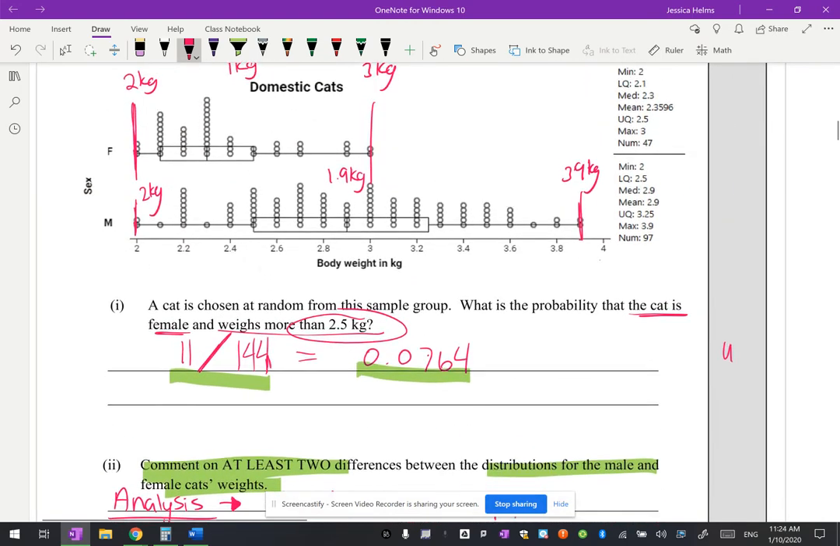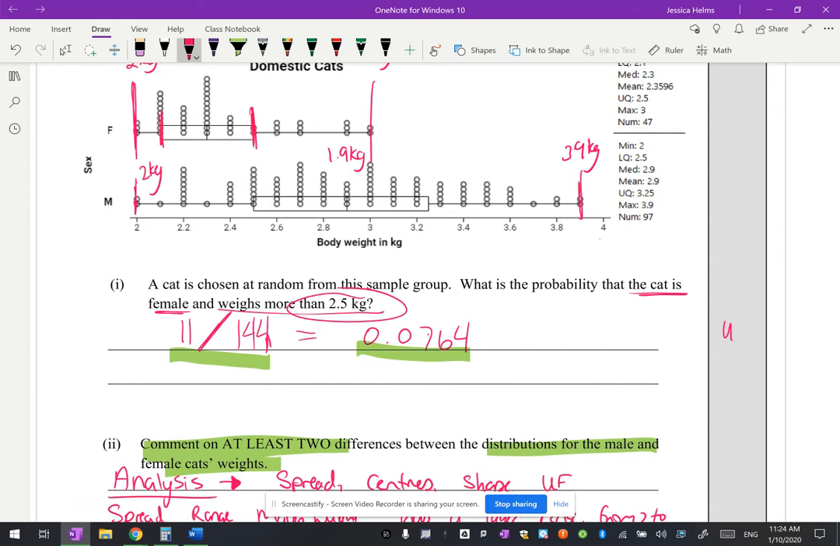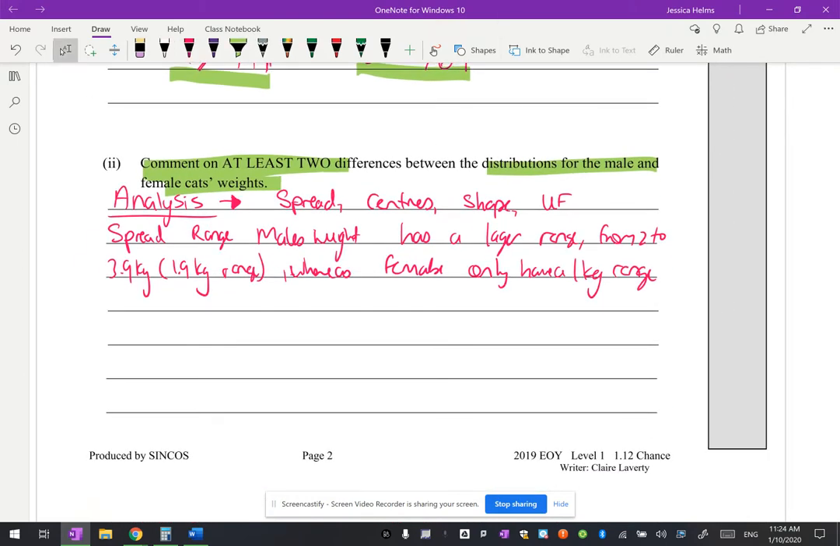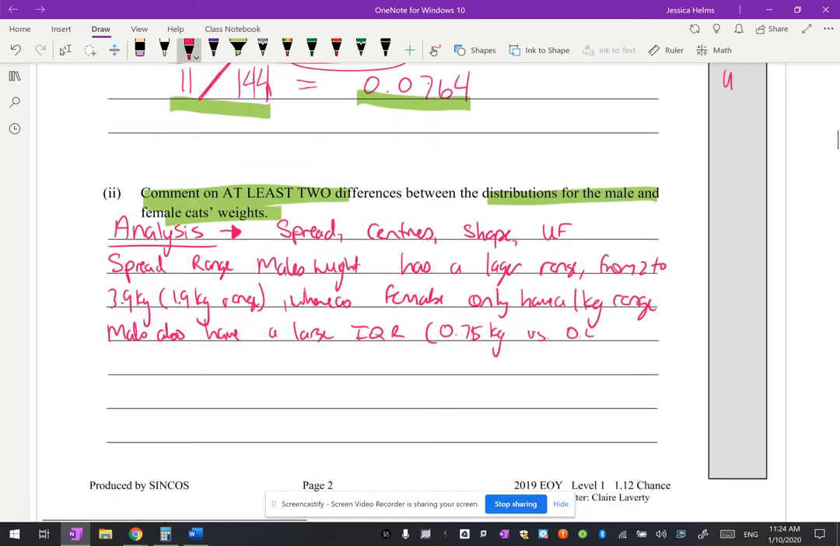Then it may pay to talk about your interquartile range as well. Your interquartile range is pretty much the box, and the interquartile range is your upper quartile minus your lower quartile. For the females, it's 0.4, and for the males, it's 0.75. So males also have a larger interquartile range, 0.75 kilos versus 0.4 kilos.